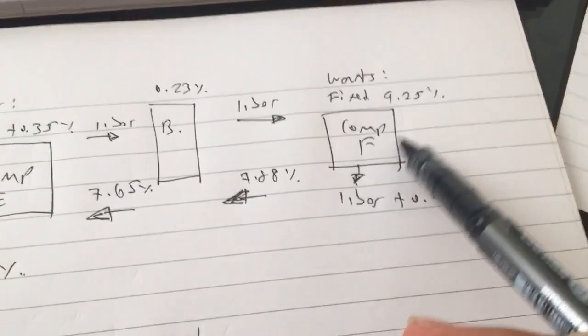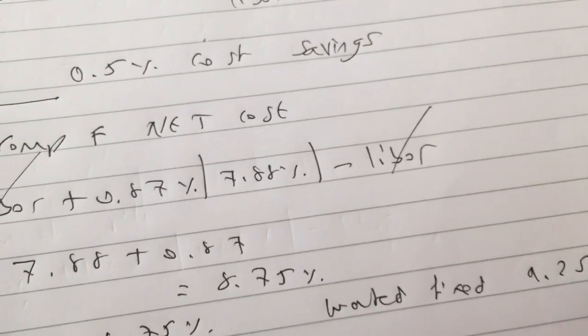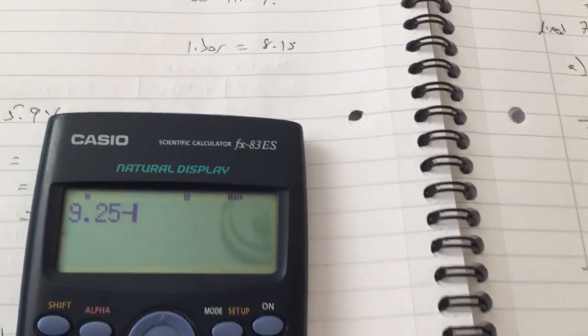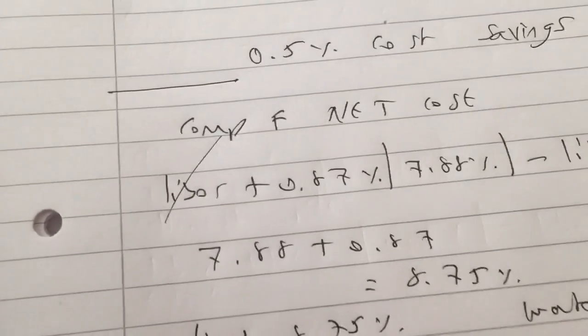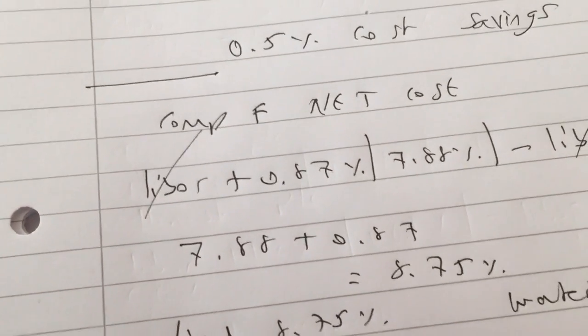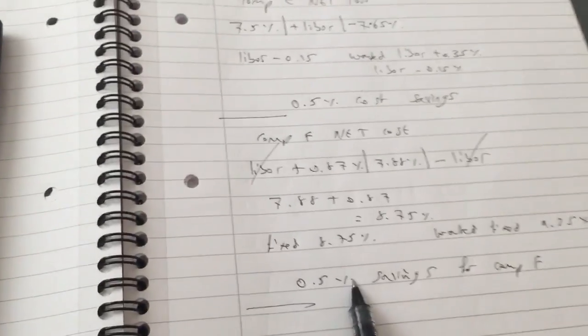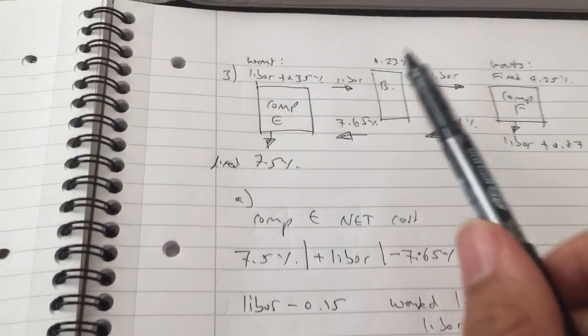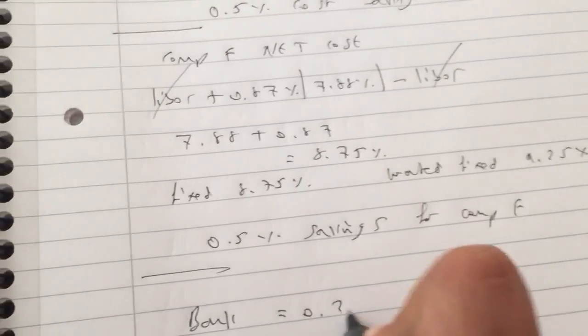What did they want? They wanted fixed at 9.25%, and we've got them 8.75%. So they made 0.5% savings as well. 0.5% savings for company F. So company F's made 0.5, company E's made 0.5, and you can also say the bank's made 0.23 as well. Bank equals 0.23%.